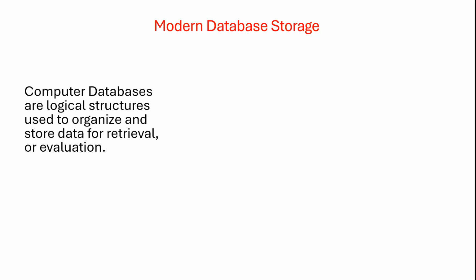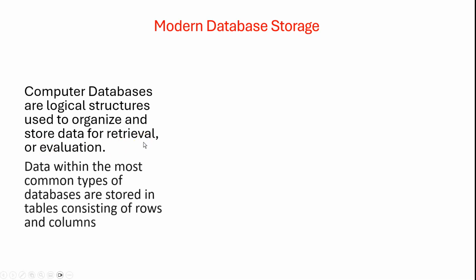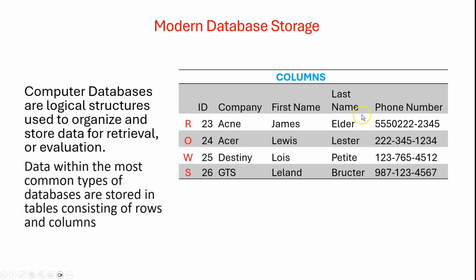Now, modern database storage basically doesn't use anything like that. Computer databases are basically using computers to organize all that information. Computer databases are logical structures used to organize and store data for retrieval or evaluation. Data within the most common types of databases are stored in tables consisting of rows and columns. You'll see here you've got the columns at the top, rows across.